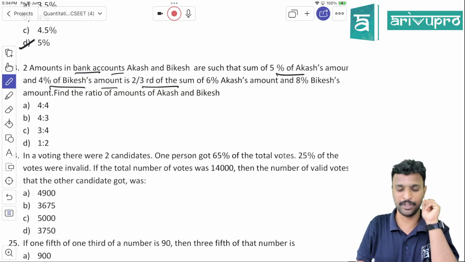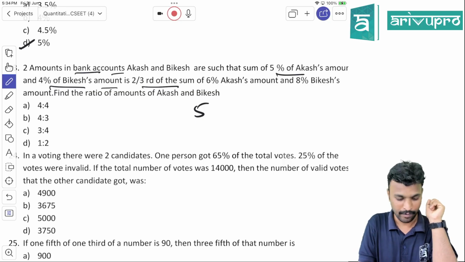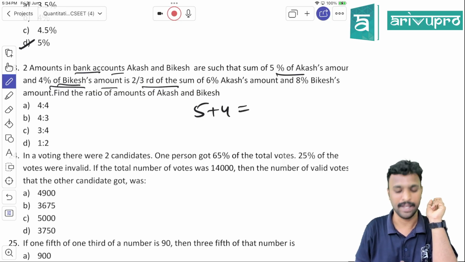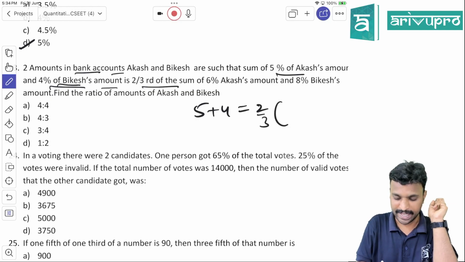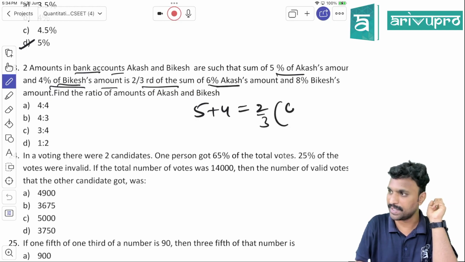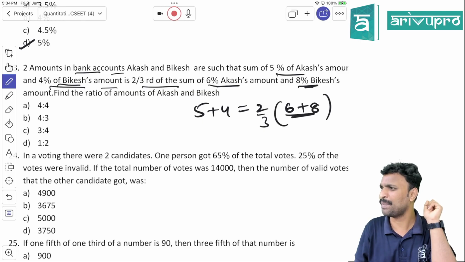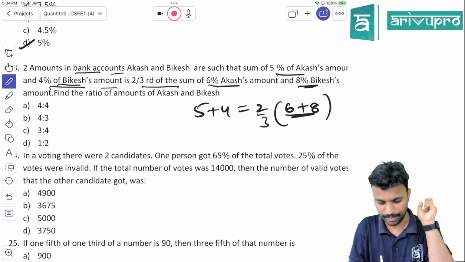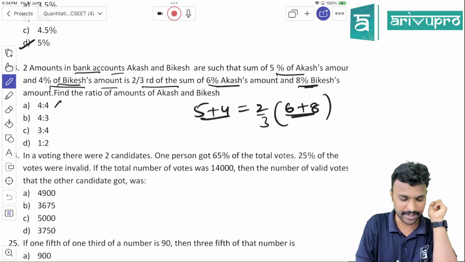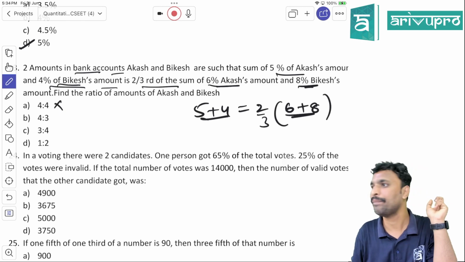5% of Akash is what? 5 rupees. 4% of Bikesh's amount is 4 rupees. 5 plus 4 is 9. Is it 2/3 of 6% of Akash, which is 6 rupees, plus 8% of Bikesh, which is 8 rupees? This is 14. 14 by 3, you will not get a whole number, but this side is a whole number. So is this possible? No.